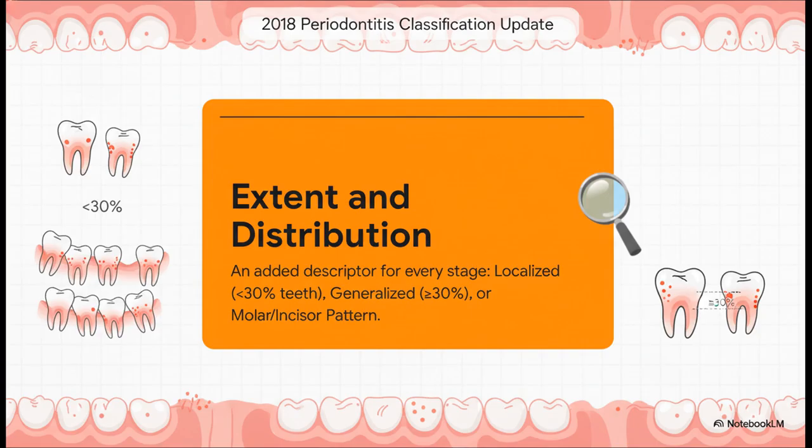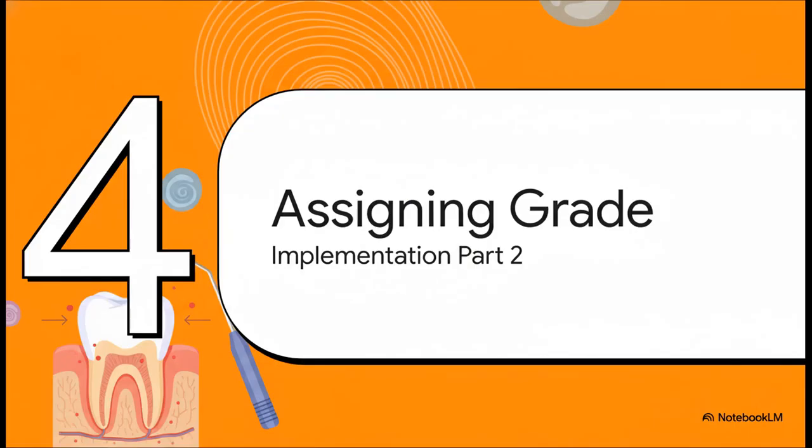Is the disease localized to just a few teeth, or is it generalized, affecting more than 30%? Or does it have that classic molar incisor pattern that we used to link with what we called localized aggressive perio? It's just one more layer of useful info. Okay, you've got the stage figured out. Nailed it. Now you're ready to assign the grade.